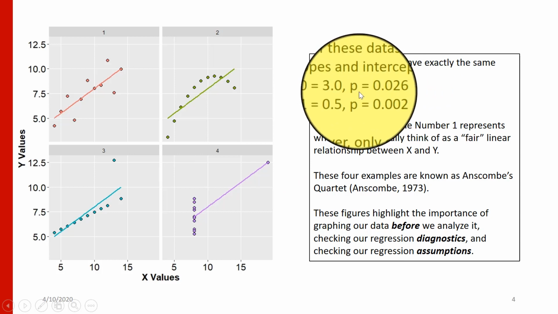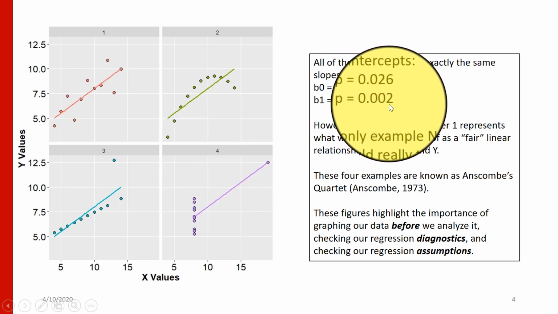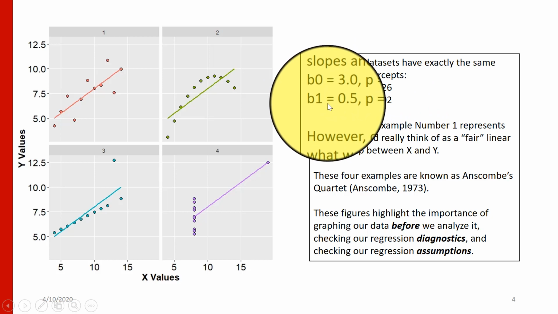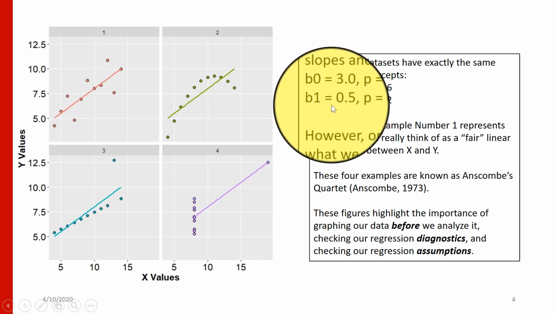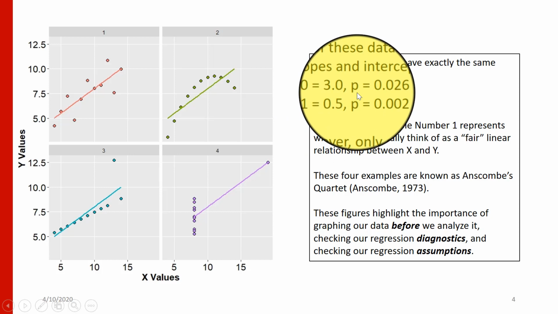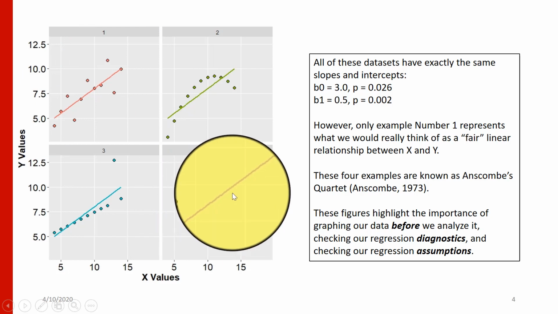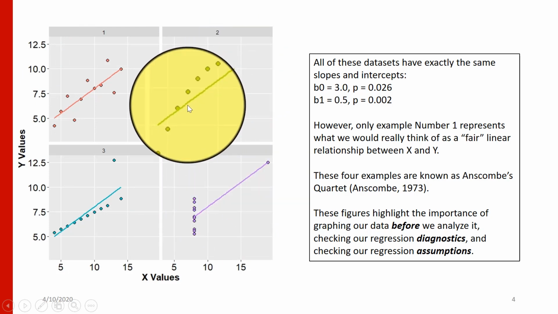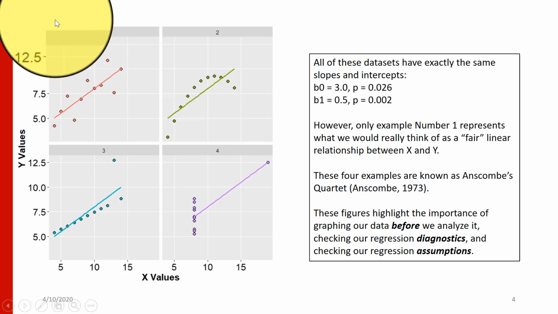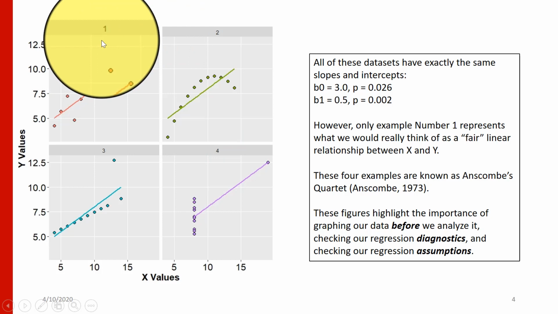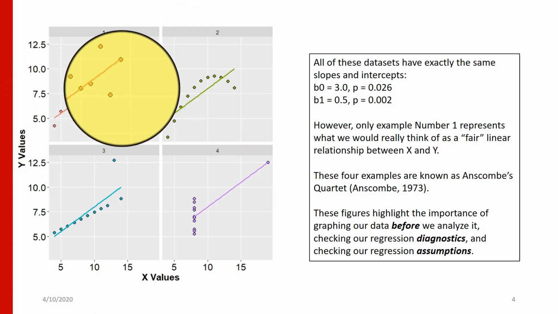And furthermore, you'd have exactly the same p-values, because the underlying standard errors for both of these things are the same as well. So if you were to just look at the fitted values and their statistical significance, you'd end up with exactly the same conclusions, because all these lines have exactly the same slope and intercept, and all these lines have exactly the same statistical significance in their slope and intercept. However, if we look at the raw data, we can see that that's not all we should interpret, right? We can see that only example number one really represents what we would think of as a fair linear relationship between x and y, whereas x increases, y is generally increasing.